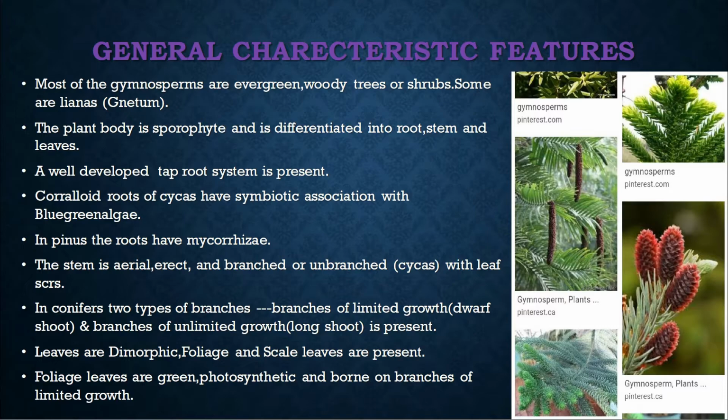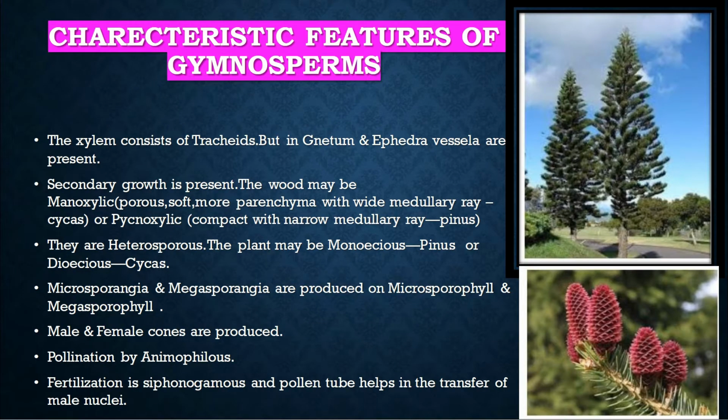Most of the gymnosperms are evergreen woody trees. Leaves in the gymnosperm are dimorphic, which means they occur in 2 forms. Foliage leaves are green and photosynthetic. They are borne on branches of limited growth, and there are also scaly leaves, which are present covering the stem. Xylem consists of tracheids in all the gymnosperms, but in certain gymnosperms like Gnetum and Ephedra, vessels are also present.